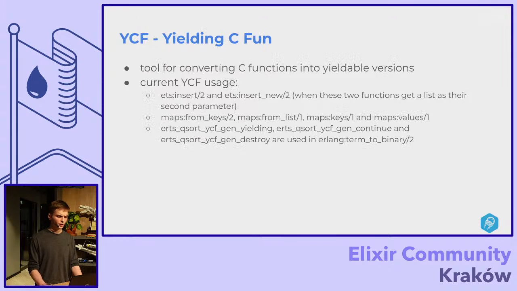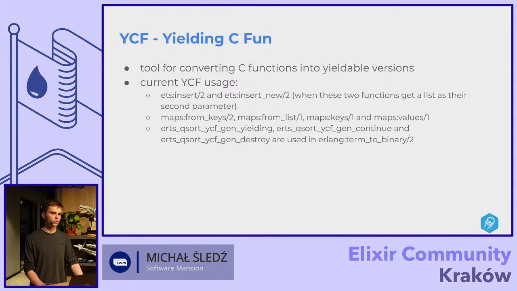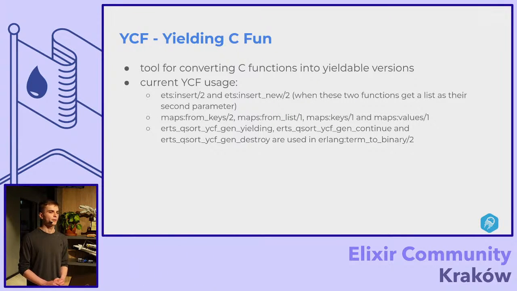So what are those yieldable C functions? Maybe let's start with yielding_c_fun. Yielding_c_fun is a tool provided by Erlang, which allows for generating a yieldable version of your C code. A yieldable version of your C code works in the following way. In general, our function does not return in the middle of its execution. So when we call some function, it will return after it finishes its work. However, when we have a yieldable version of our function, it can return in the middle of its execution and schedule itself for later continuation.